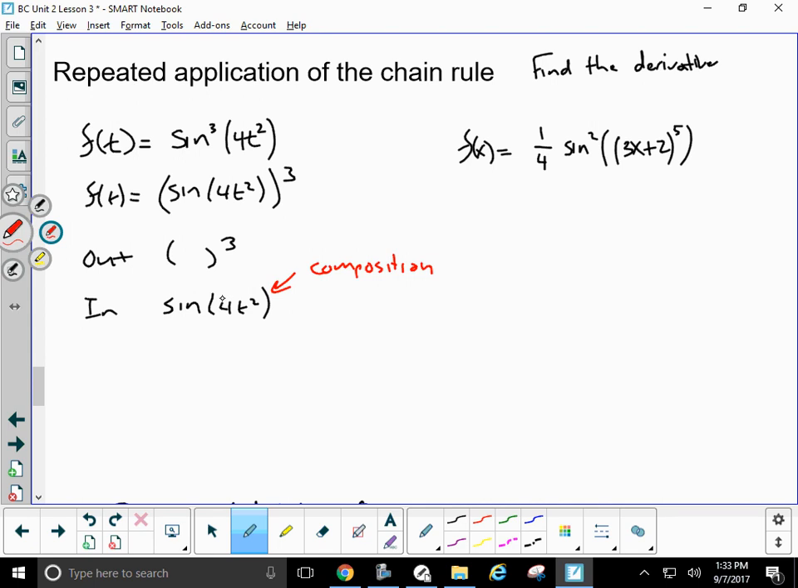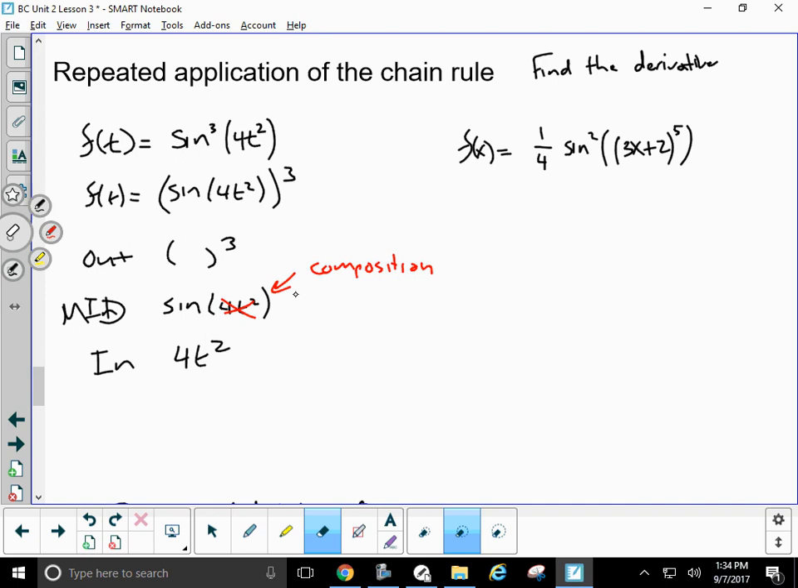So actually, I'm going to say I have an outside, a middle, and then an inside of the 4t squared. So I actually have a composition of 3 functions. So I'll just get rid of that. So we work outside to inside.